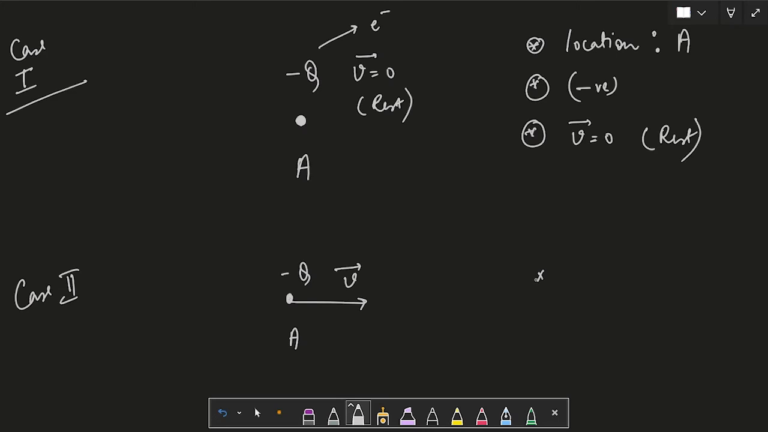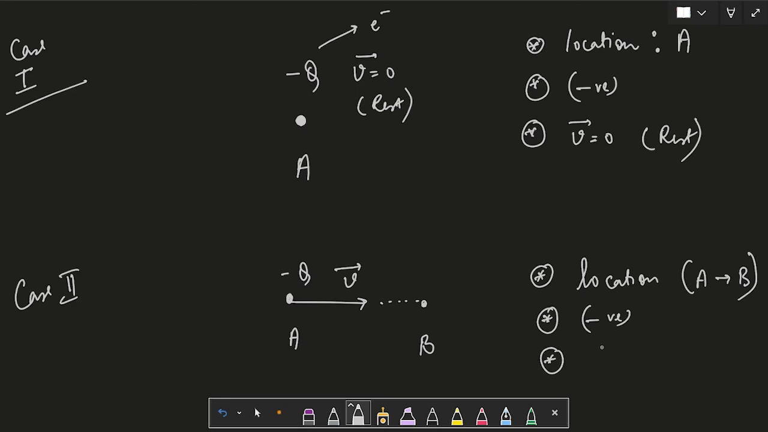The charge is moving from A to a new point B. So this charge is going to move here, right? It's presently moving with a velocity or speed of v. Let's say the present location is unknown, somewhere between A and B. It is the same negative charge, and for this second case, the velocity is not zero, it's a non-zero velocity. This means that this charge is in motion.